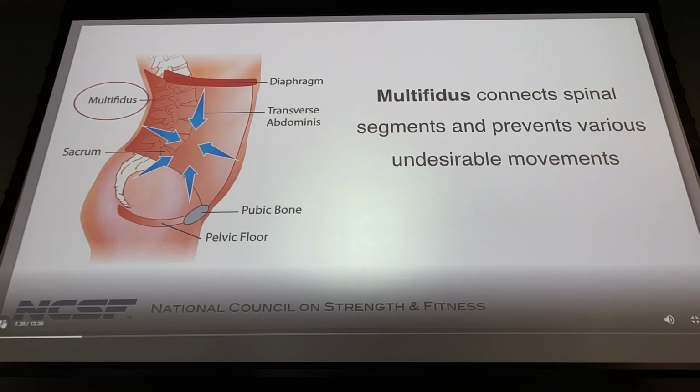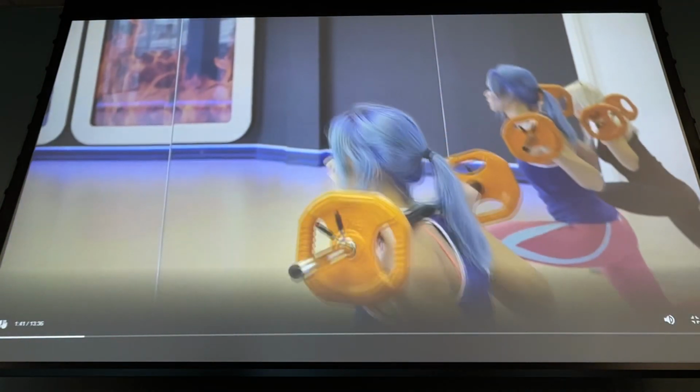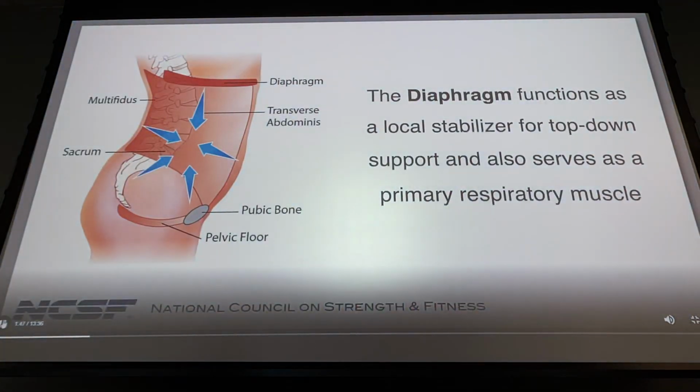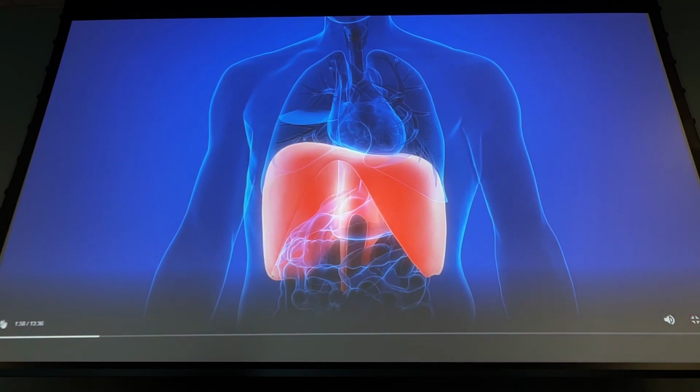The multifidus works with the transverse abdominis to prevent changes in pelvic positioning and provide a natural protective weight belt effect. The superior aspect of the inner unit is comprised of the diaphragm. It functions as a local stabilizer for top-down support and also serves as a primary respiratory muscle. Does the diaphragm go down or does it go up on your inhale? It does, yep, it goes down. It contracts and goes down, flattens, relaxes, and forms a dome on the way up.